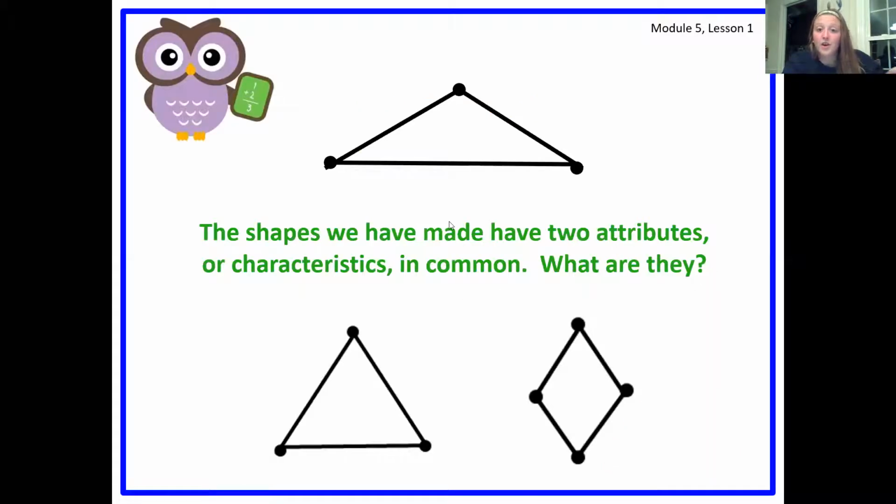Okay, so we have made 3 different shapes so far. We have this triangle that we made, this triangle, and this shape. The shapes we've made have 2 attributes or characteristics in common. What are they?